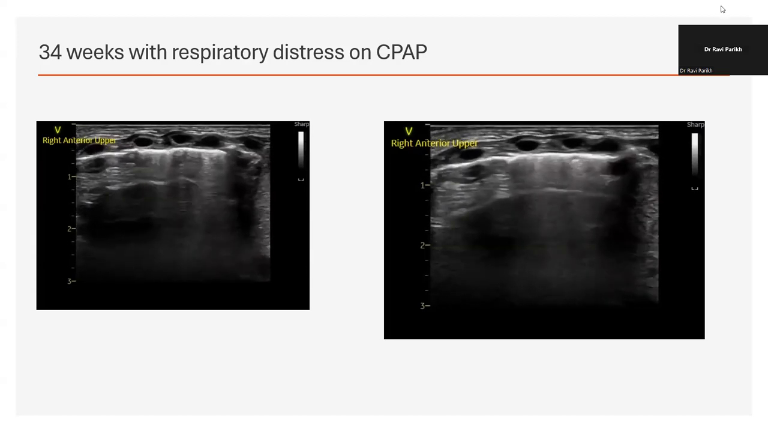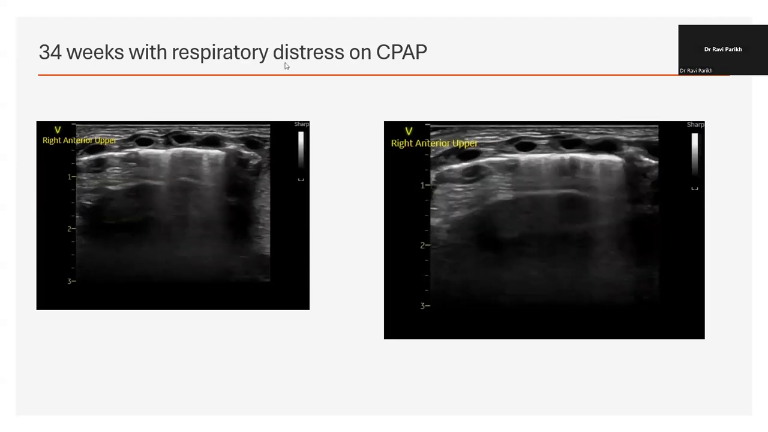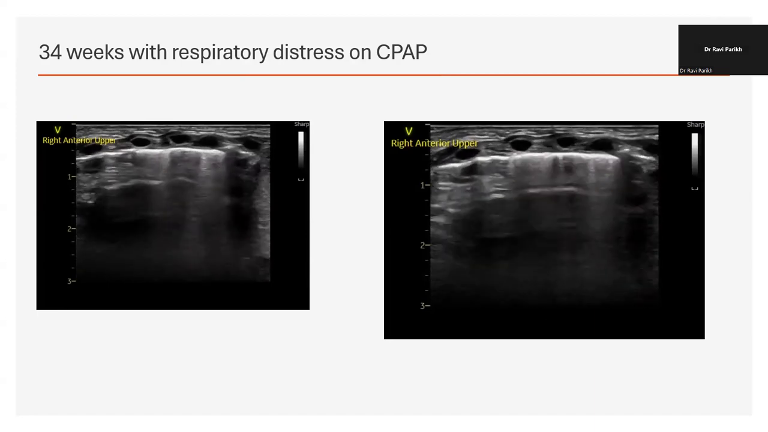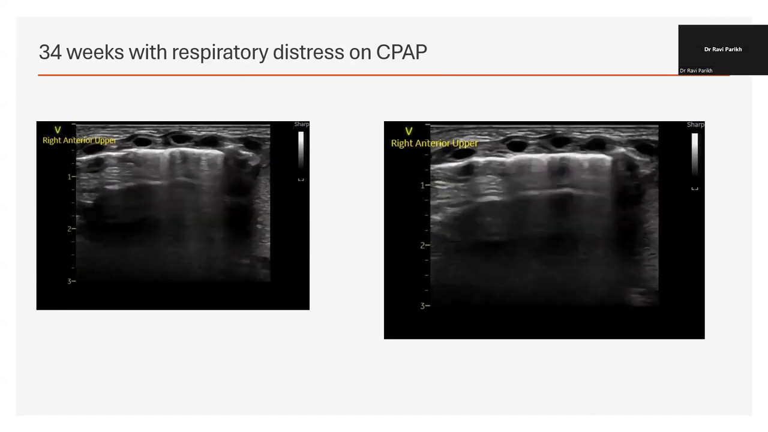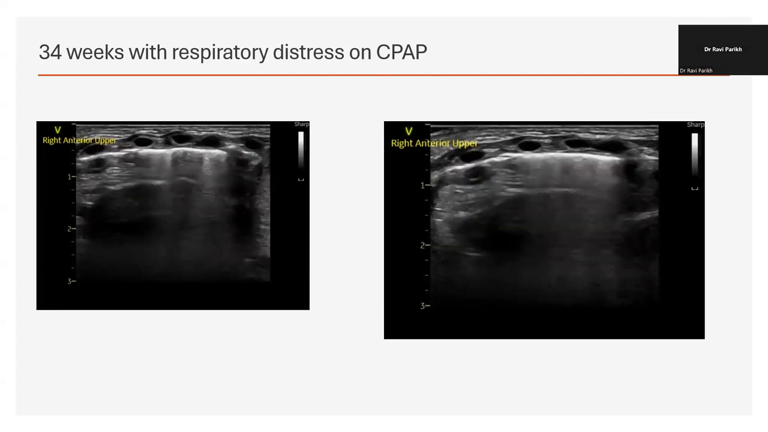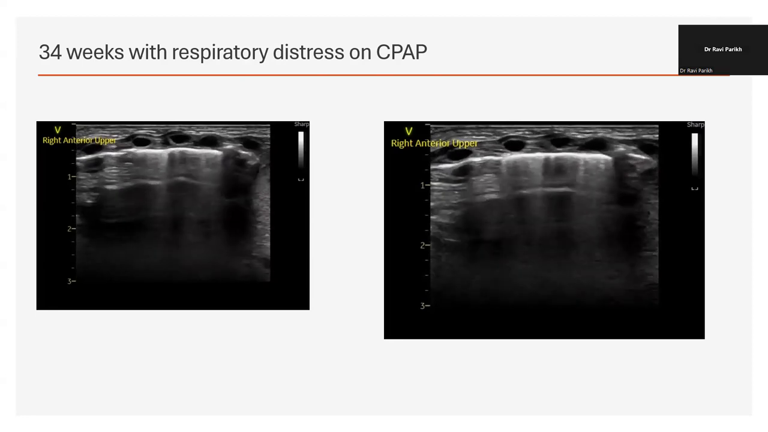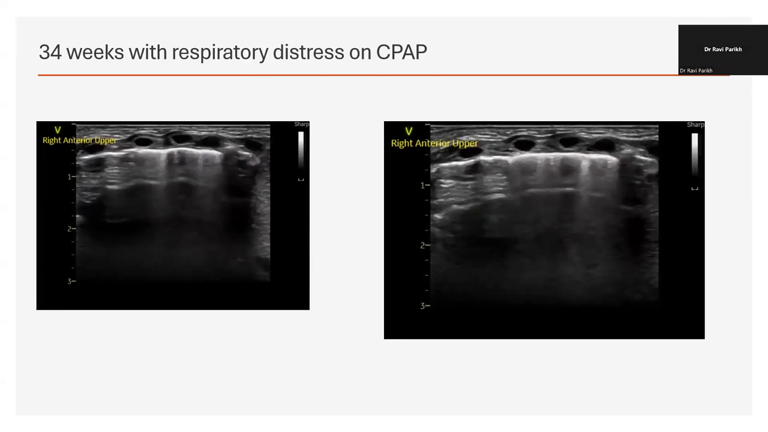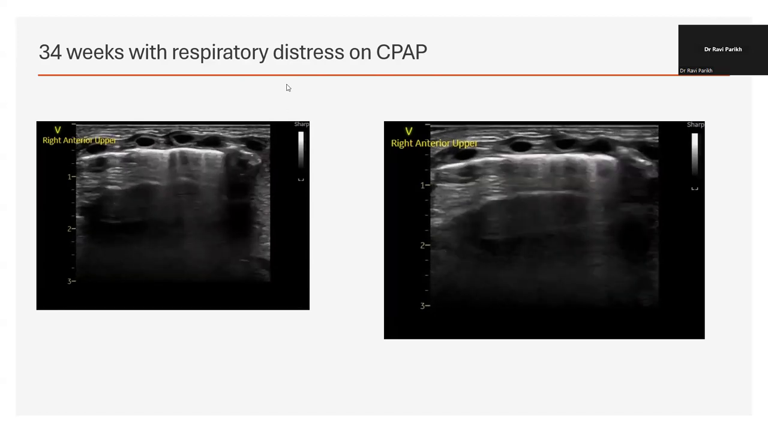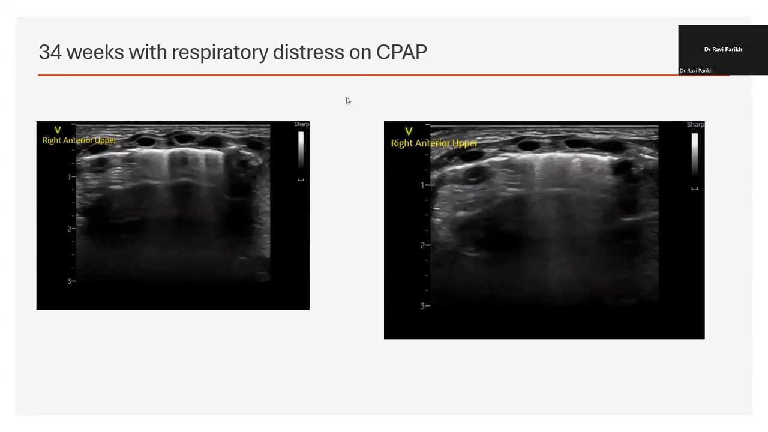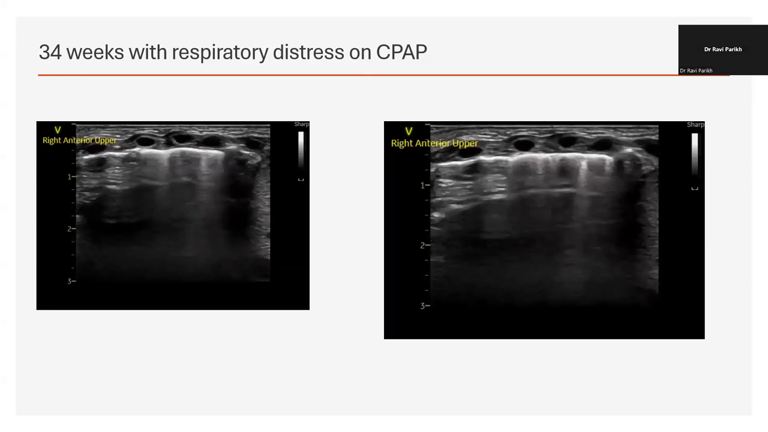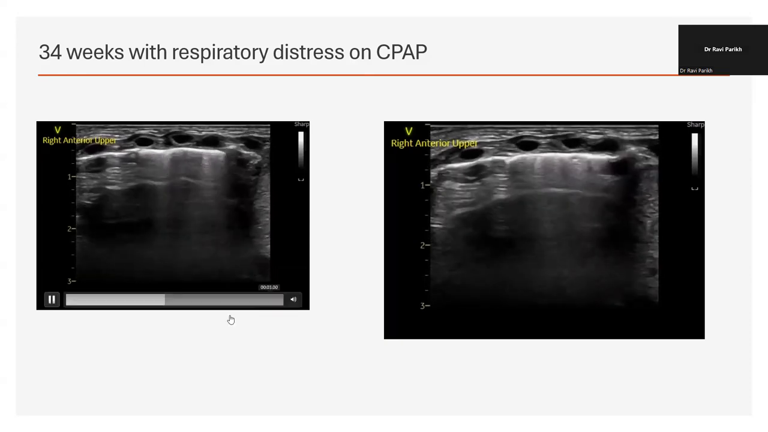Yeah, sure. Okay. So this is a 34-weeker with respiratory distress on CPAP at 3 hours of age. It was an elective cesarean. The mother had not had steroids. The baby was delivered with this presentation by elective cesarean because there was quite a prolonged labor, failure to progress. The baby's gas showed a pH of 7.2 and a CO2 of about 60, and is in about 30% oxygen. And this is a scan at a few hours of age.